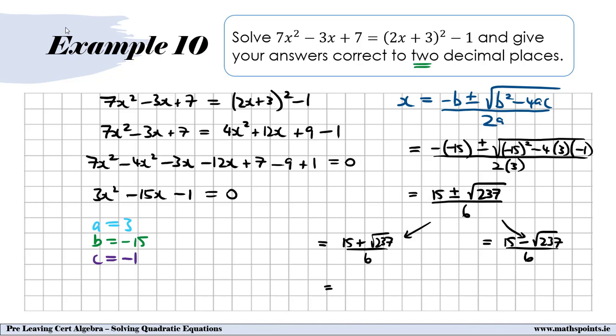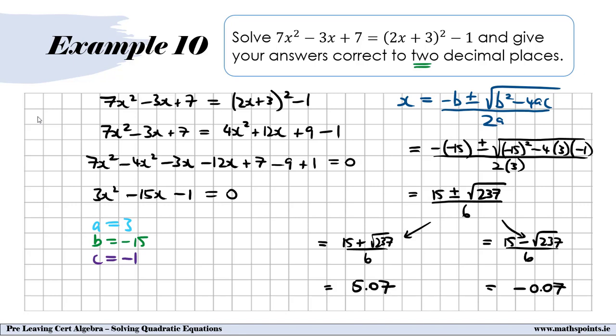So subbing both of these into the calculator, there's no need to tidy it up in any particular way because we're not asked to give the answer in a particular format other than correct to 2 decimal places. So throwing 15 plus root 237 over 6 into the calculator, we get 5.07. And then putting 15 minus root 237 over 6 into the calculator, we get minus 0.07. And those two answers are correct to 2 decimal places.